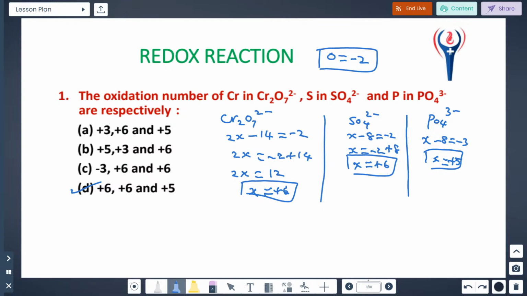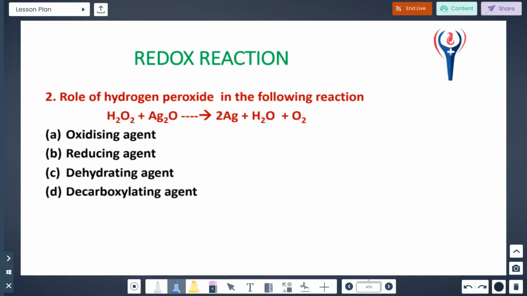Okay, next one. The role of hydrogen peroxide in the following reaction: H2O2 plus Ag2O gives 2Ag plus H2O plus O2. Okay, so what is the role of hydrogen peroxide? They are asking. Okay, so role means first we find out the oxidation number.